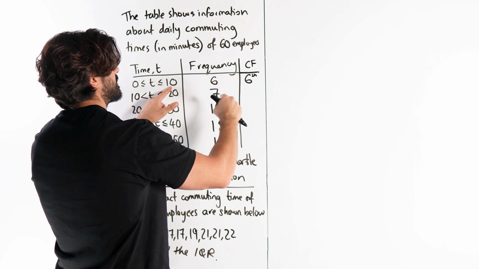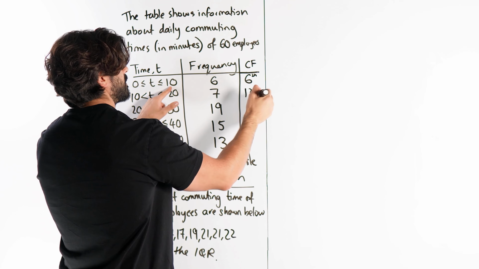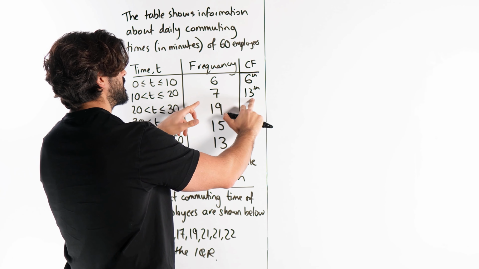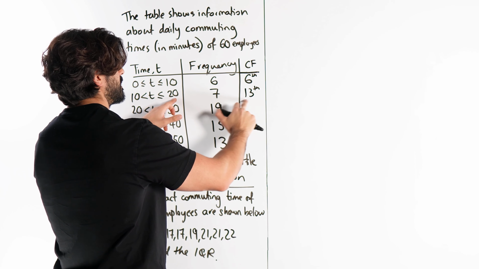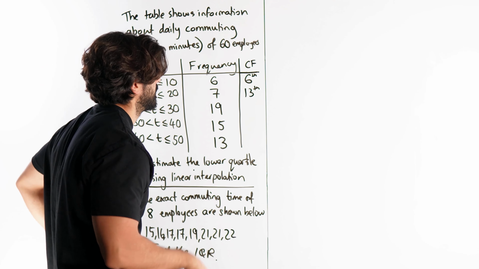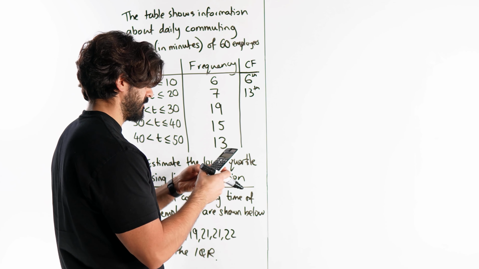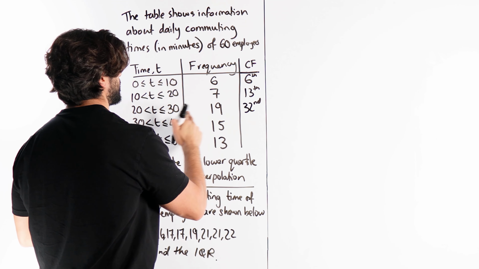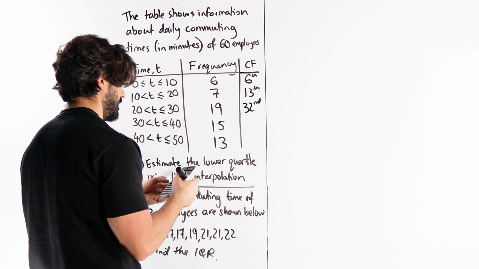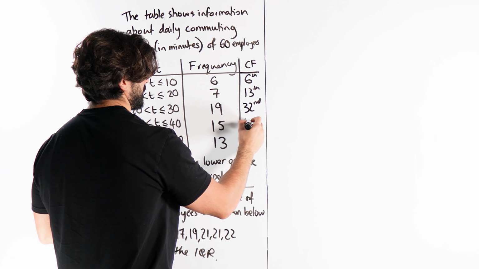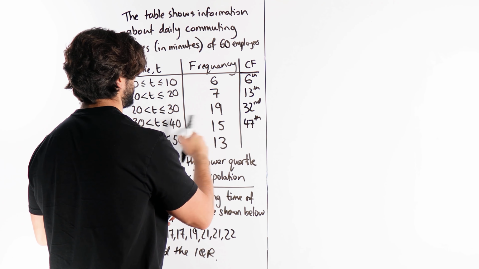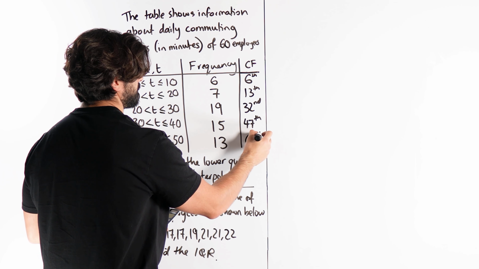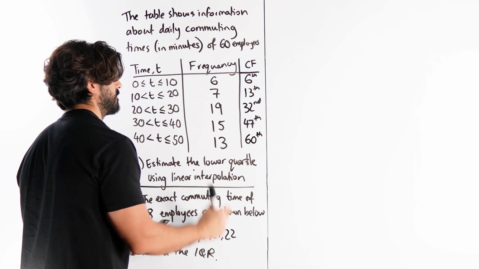Then we're going to add 7. 6 plus 7 is 13. Up to the 13th person, remember they're all in order, the 13th person has commuting times 20 and under. Then we add 19, which gives 32. Up to the 32nd person, their commuting times are 30. Then we add 15, 47. Up to the 47th person, the commuting time is 40. Then finally we add 13, which gives us the 60. So up to the 60th person, we have 50.